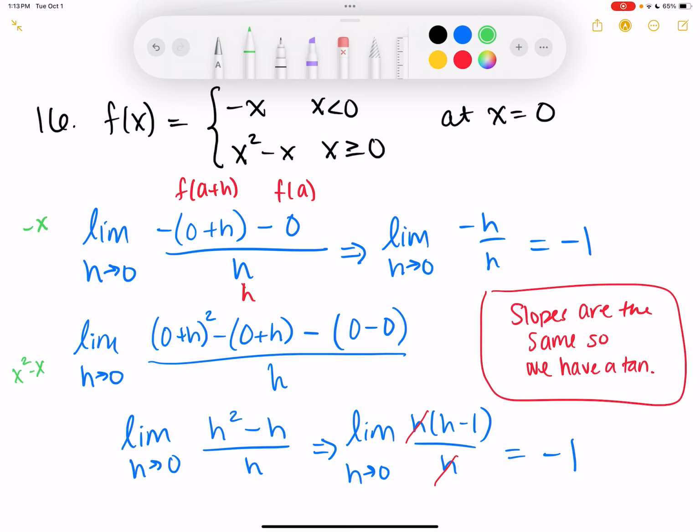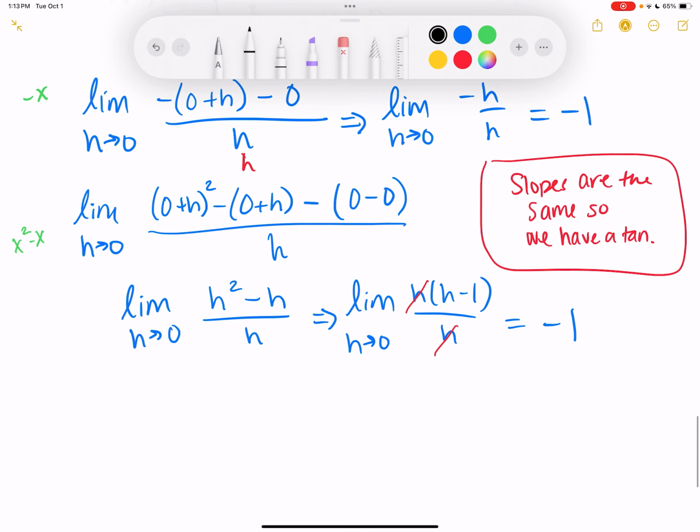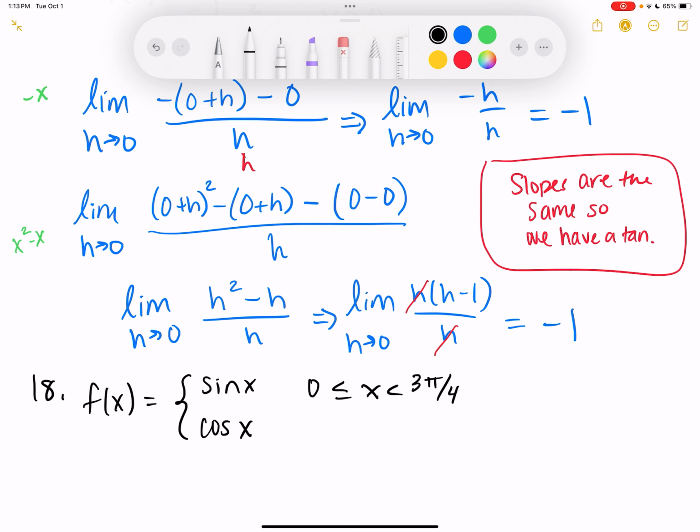I was going to do another one at 0, but maybe I'll try the trig function one. Let's do that one. Otherwise, I'm going to end up doing an odd one. I'd rather leave odd for y'all and do even. So f of x equals sine of x, or well, that's piecewise again. Sine of x for 0 less than or equal to x less than 3 pi over 4, cosine of x for 3 pi over 4 less than or equal to x less than or equal to 2 pi. And this is at x equals 3 pi over 4.